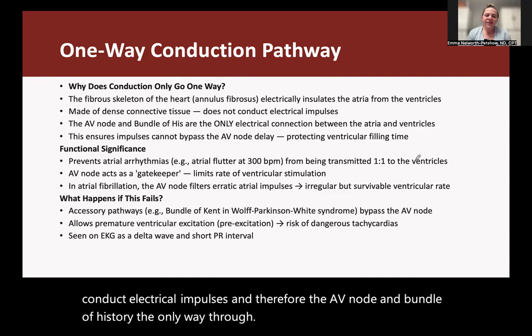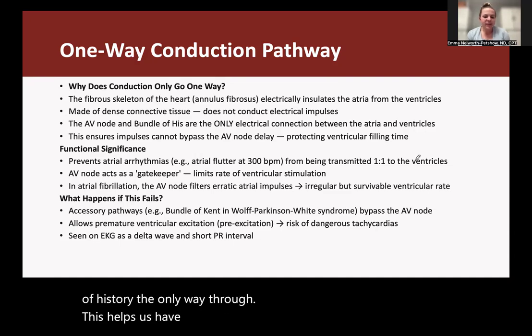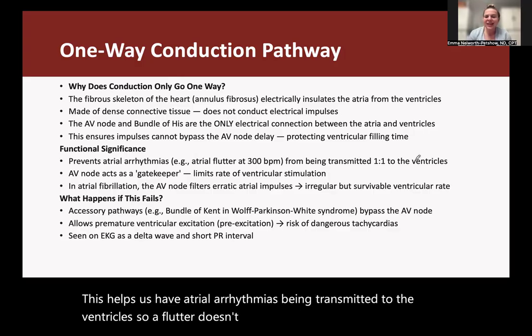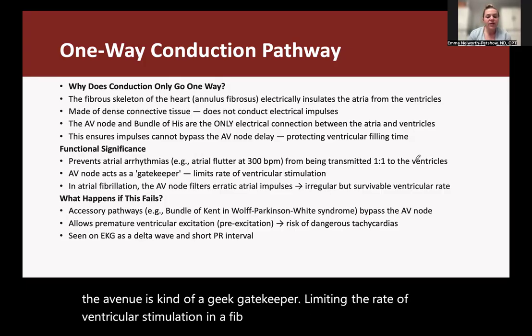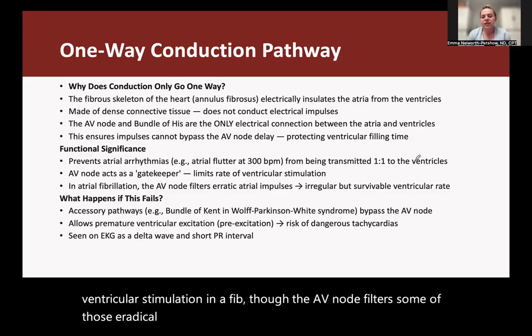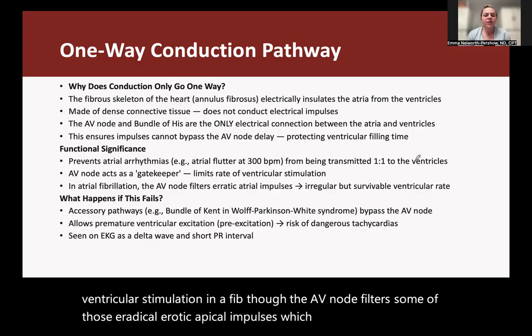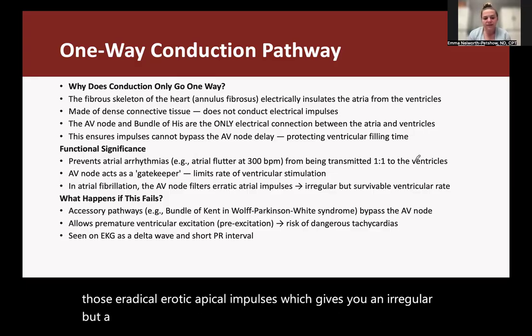This helps prevent atrial arrhythmias from being transmitted to the ventricles, so a flutter doesn't get transmitted down below because the AV node is kind of a gatekeeper, limiting the rate of ventricular stimulation. In AFib, though, the AV node filters some of those erratic apical impulses, which gives you an irregular but survivable ventricular rate.